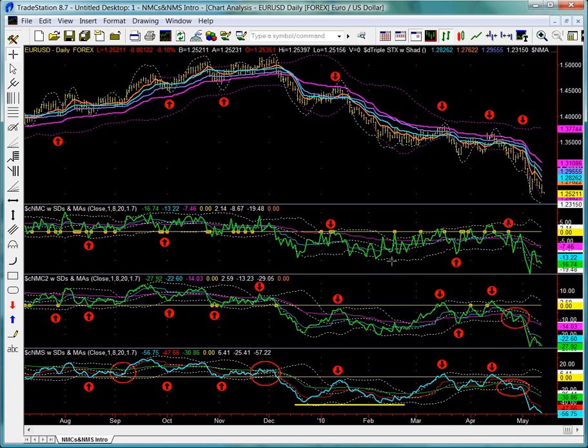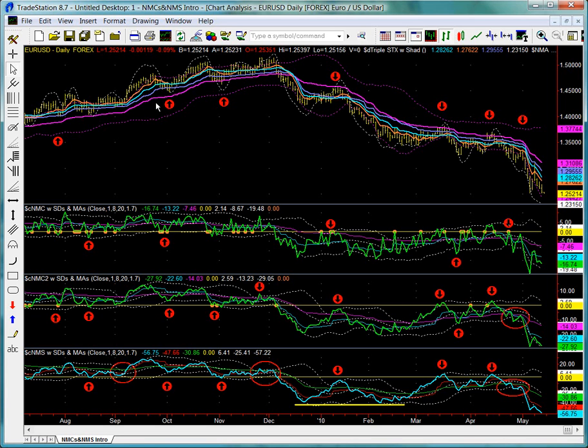Okay, we're now looking at a chart of TradeStation, and we see the NMC with SDs and MA studies, as well as the NMC2 with SD and MA study, and finally the NMS with SD and MA study. Note also that I have left the triple STX with the shadow line present on the price bars as well.